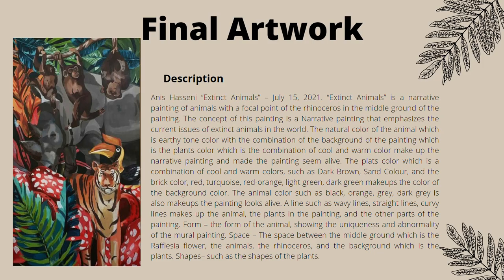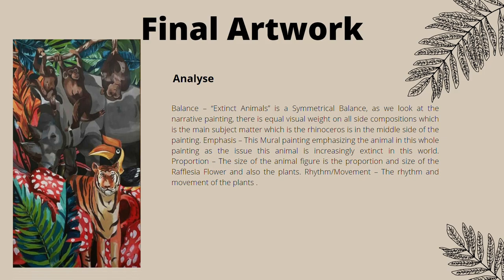So next is analysis. As we can see here, balance. This final painting is a symmetrical balance. As we look at the narrative painting, there is equal visual weight on all sides of the composition, where the main subject matter is the rhinoceros, which is in the middle of this painting. Emphasis: this painting emphasizes the animal throughout, as the issue is that this animal is increasingly extinct in this world. For the proportions, the size of the animal figure is in proportion to the size of the rafflesia flowers and also the plants. Rhythm and movement: the rhythm and movement of the plants.